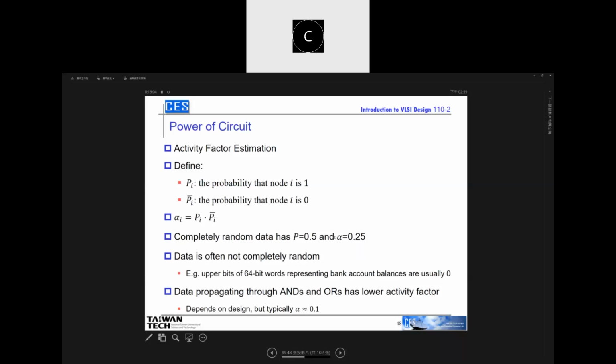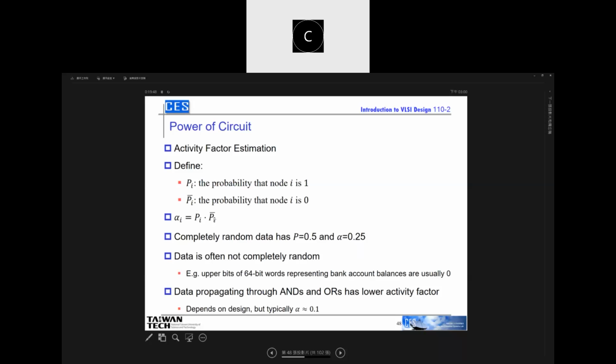Okay, so the way we define that is like this. We have a node called I, so node I here. Pi is the probability that the node I is 1. And Pi bar is the probability that the node I is 0. And then the activity factor alpha I for the node I is Pi, the probability that the node is 1, times Pi bar, the probability that the node I is 0.